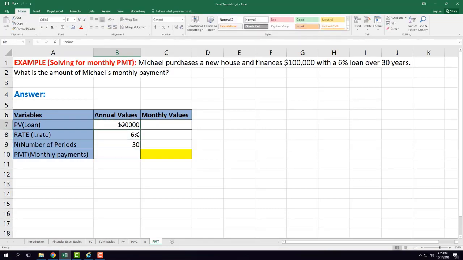So these values are annual values. In the next column, in column C, I'm going to convert these values to monthly values. The loan is going to be the same, exactly the same, equal to B7.